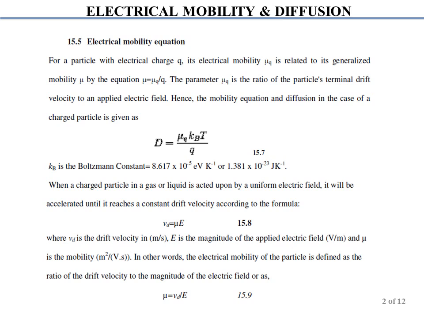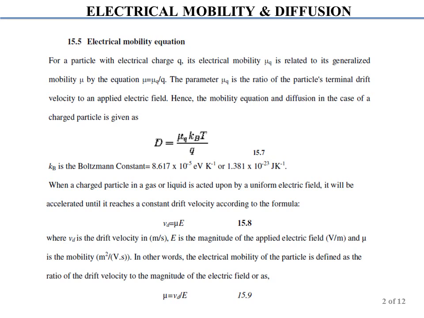So next we introduce the electrical mobility equation. For a particle with electrical charge Q, its electrical mobility is related to its generalized mobility by the equation mu equal mu sub q over q. The mu sub q is the ratio of the particle's terminal drift velocity to an applied electric field. Hence, the mobility equation and diffusion in the case of a charged particle is given as D equal mu sub q, the Boltzmann constant, times the temperature divided by the charge.